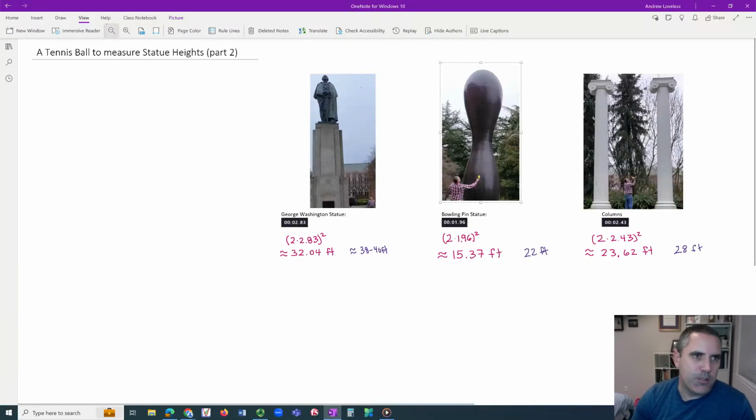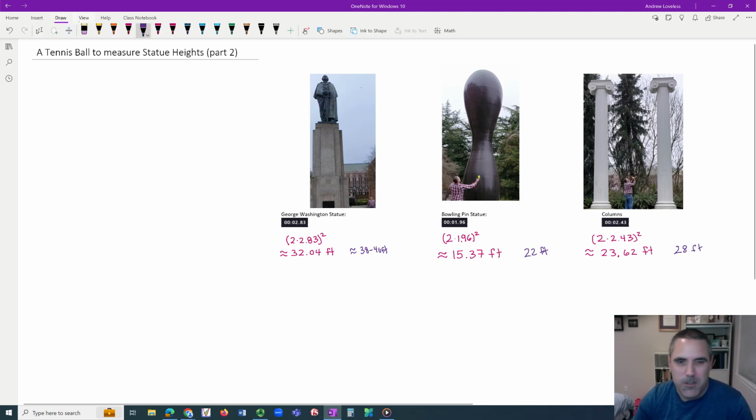Hey there, math fans. Going to do the math part. Please watch my previous video first. I was measuring the height of these three things on campus, mostly to give an introduction to calculus in height and velocity, but I wanted to give a little bit of math here.